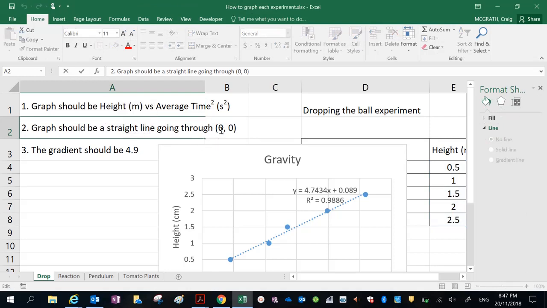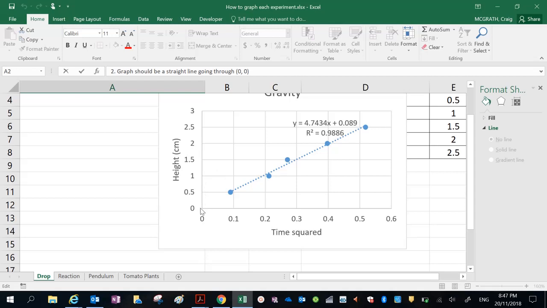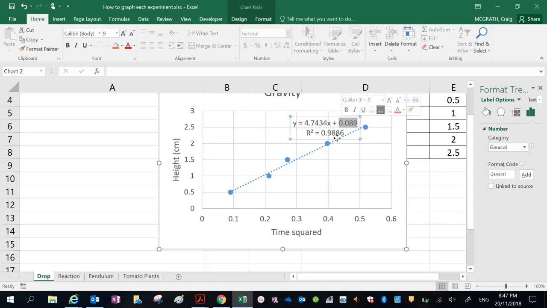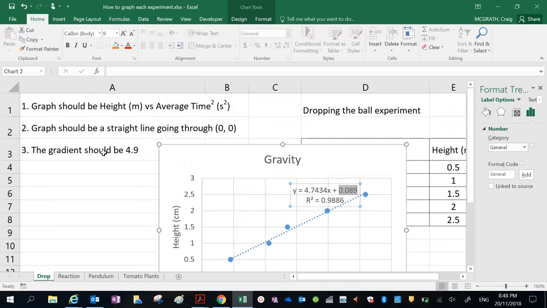It's also supposed to go through 0, 0, which is down here. Now you can see up here, that also tells you if it goes through 0. So it doesn't quite go through 0, it's a little bit above 0. So that's something to look at. What else? The gradient should be 4.9. Well, here's the gradient. It's 4.7434. So the gradient's a bit smaller than what it's supposed to be.